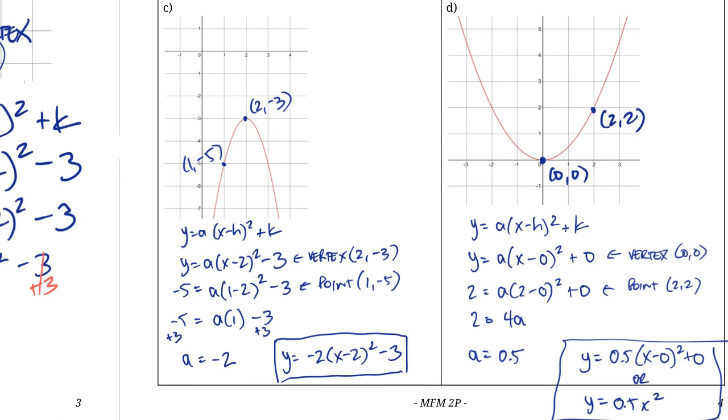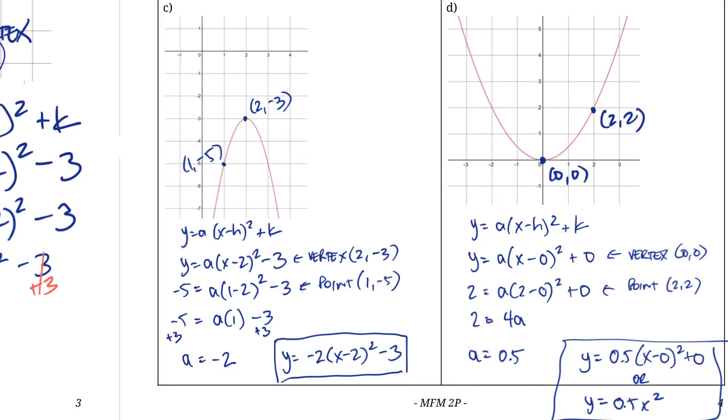And lastly, the vertex here was at (0, 0). So you can plug in h and k as 0, 0. It doesn't matter if you put a +0 or -0 because you're taking away or adding nothing. And then the other point that I chose was (2, 2). When you solve for a, it gives you 0.5. So basically you got 0.5(x - 0)² + 0. But remember, when you're adding or subtracting 0, you don't really need to include those zeros. So you can simplify this as just 0.5x². That's it, because this 0 goes away and this 0 goes away.